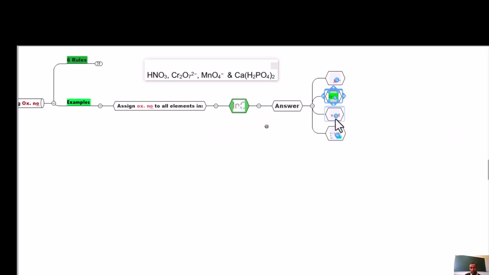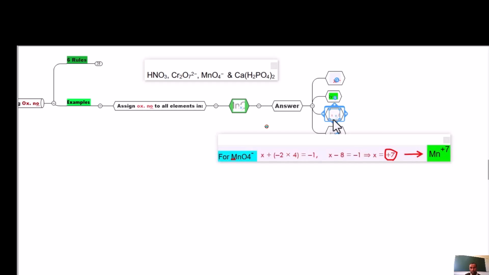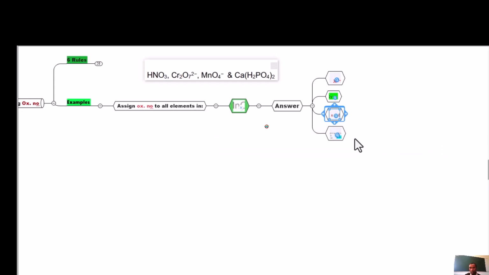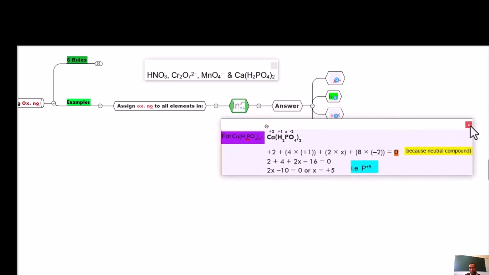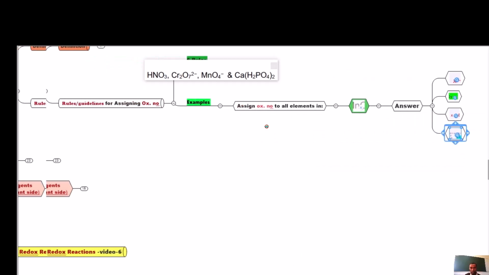And for manganese, let the oxidation number of manganese be X, that is 1 times X, and the oxidation number for oxygen is minus 2. 4 times minus 2 is minus 8. It will become minus 1 of the polyatomic ion. And finally, you'll get X will be plus 7. So the oxidation number for manganese is plus 7. And the oxidation number for phosphorus is similar. In the similar calculation, it will become plus 5. This is assigning and identifying the oxidation number.